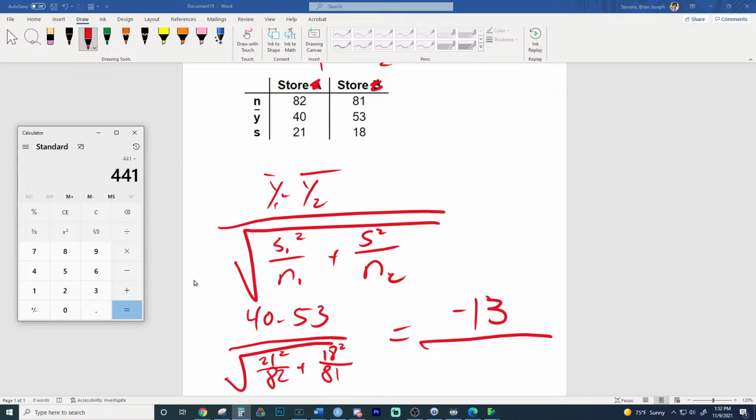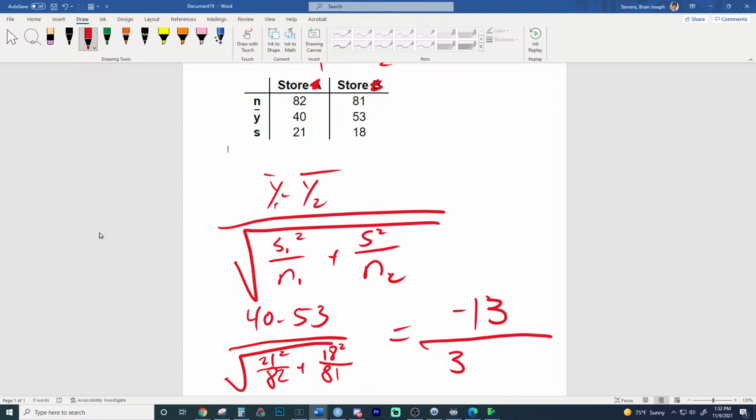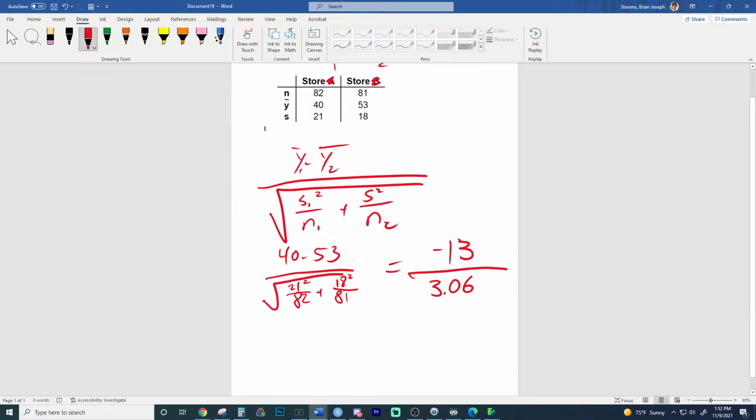21 squared divided by 82, which is the sample size for store 1, is that. 18 squared divided by 81 is this right here. Really? 18 squared divided by 81. Well, I'll be. And then we are going to square root this, which turns out to be very close to 3. So it's 3.06. That right there is the standard error, and this will solve for the t statistic now.